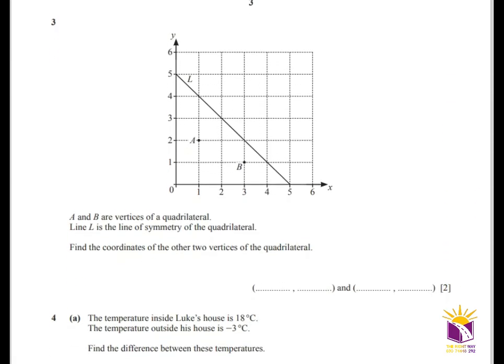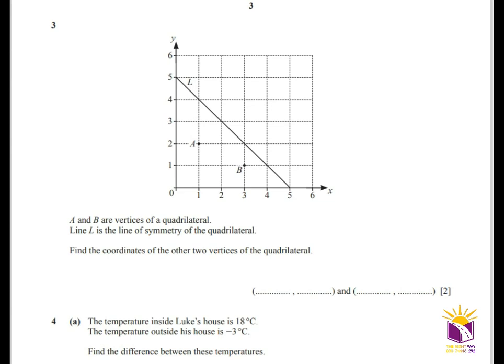Question number 3. A and B are vertices of a quadrilateral. Line L is the line of symmetry of the quadrilateral. Find the coordinates of the other two vertices of the quadrilateral. Now for the vertices of the quadrilateral, this line L is the line of symmetry. So the point A will have a symmetric point over here, and it will also be a complete diagonal.